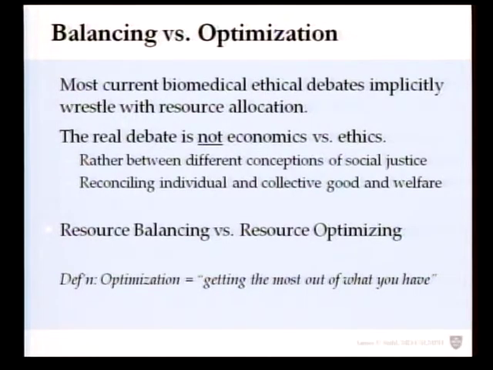So, balancing versus optimization. Most current biomedical ethical debates implicitly wrestle with the resource allocation issue. But I would say the real debate is not economics versus ethics. It's rather between different conceptions of social justice and different ways of reconciling the individual versus the collective good and welfare. So this is a question of resource balancing and resource optimizing. For those of you who are not a geek like I am, optimization is an engineering term, which basically means, to paraphrase, getting the most out of what you have.